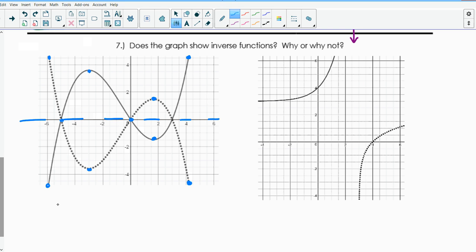So no, because we're going to say not reflected over the line y equals x. And then I'm going to put in parentheses that it is reflected over the x-axis, which doesn't mean it's an inverse. It just means it's what it's reflected over.